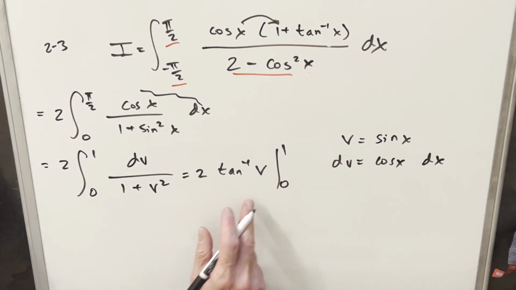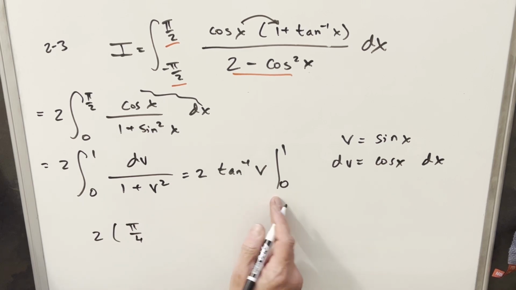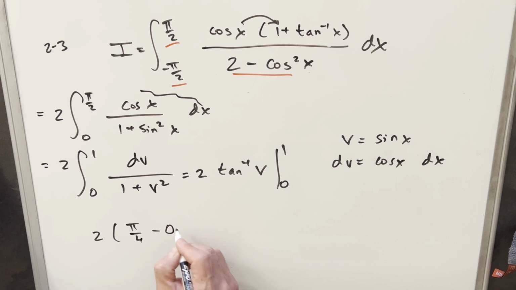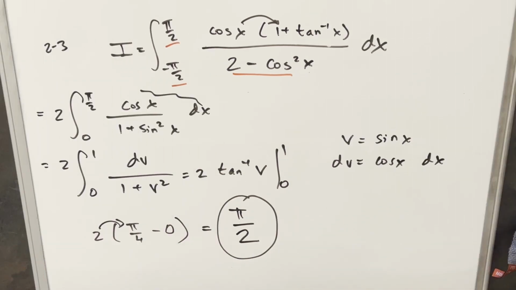So evaluating this, we're going to have 2 arctan of 1. Well, arctan of 1 is just pi over 4. And then we need the arctan of 0, but that's just 0. So we just need to distribute this in, and we're going to have our final solution of pi over 2. So that's it. Really like that one.